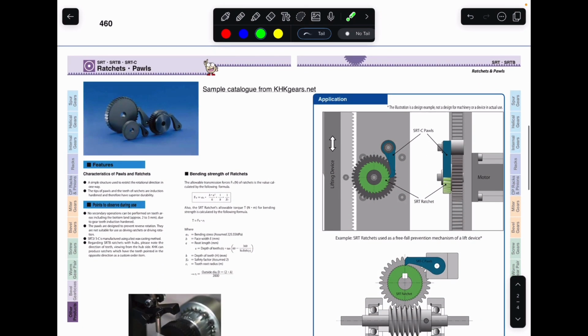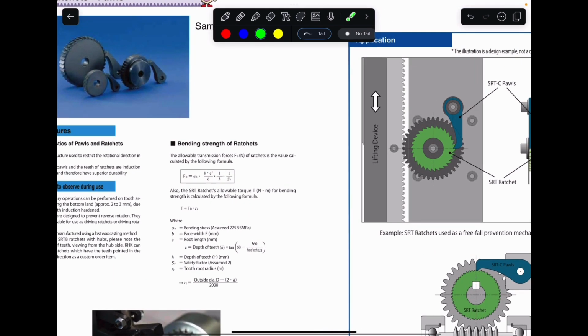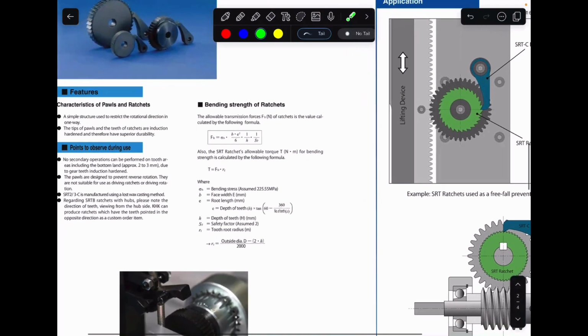This here is an example of a data sheet when you're looking to buy an actual ratchet and pawl for an application. And I would give you some equations as to how to go about calculating the torque capabilities. Here, you notice it talks about bending strength. Bending strength has to do with the strength of the pawl itself, because if you notice, it's like a beam.